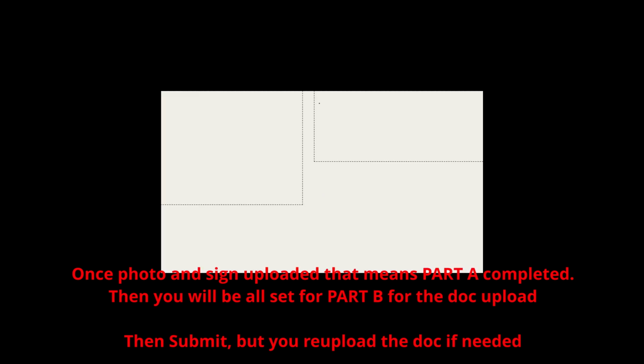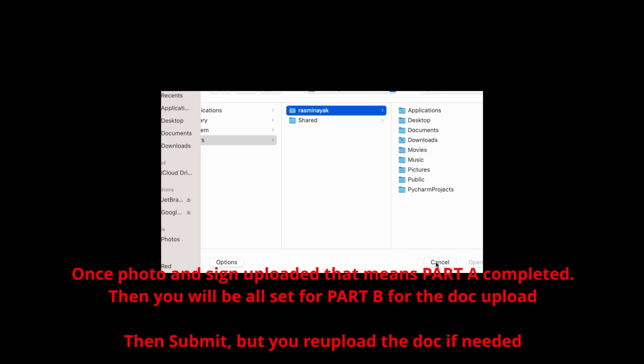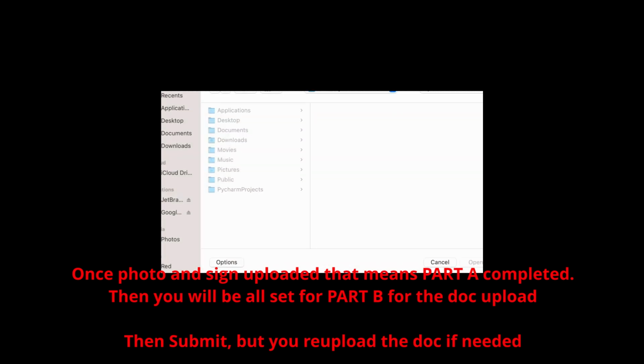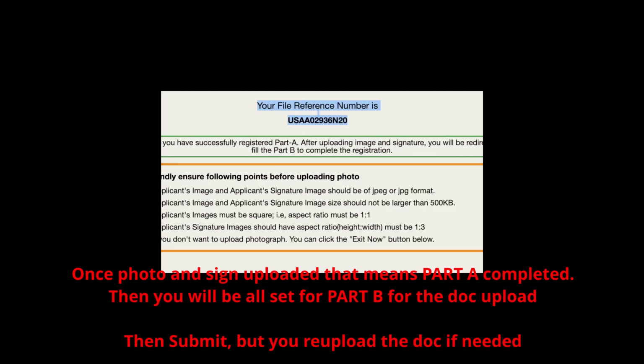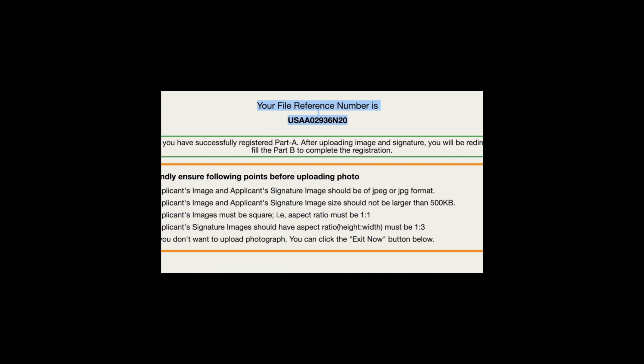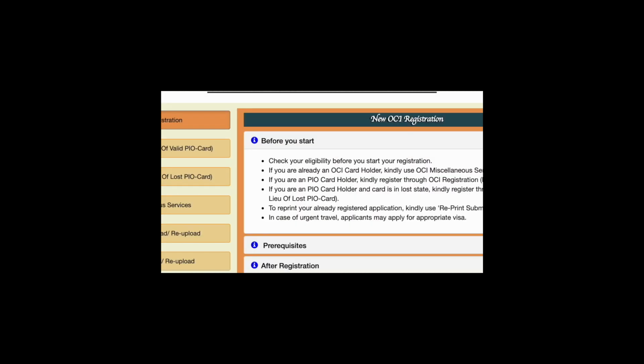So the applicant's images here, and then the applicant's signature here. You have to put all these things, and once you upload them, then close them and you can exit, or you can go ahead with another page, which will ask you for uploading all your documents. For the time being, I'm exiting here because I don't want to put any documents and all that.